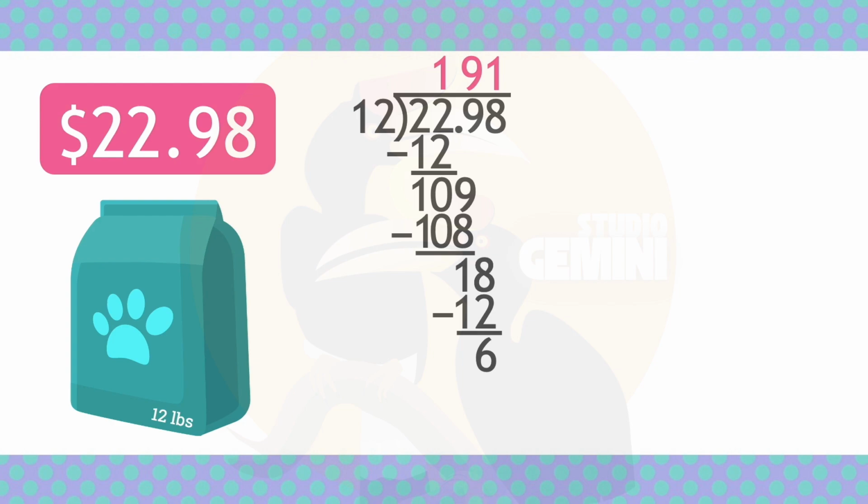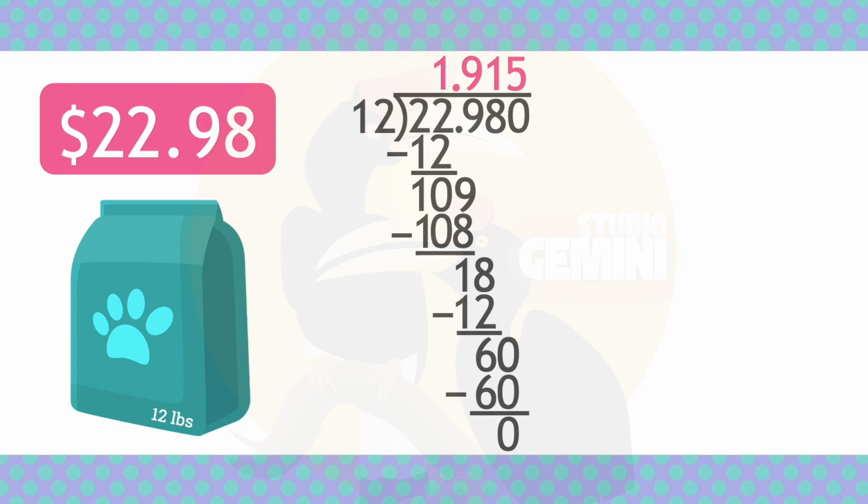Notice that we don't have any more numbers left to bring down, but we still have 6 remaining. When this happens, we can write a 0 in the thousandths place after $22.98 since zeros placed at the end of decimal numbers don't change the value of the number. Then we bring the 0 down. 12 divides into 60 5 times. Just like always, remember to bring the decimal point up into the answer. $22.98 divided by 12 is 1.915.